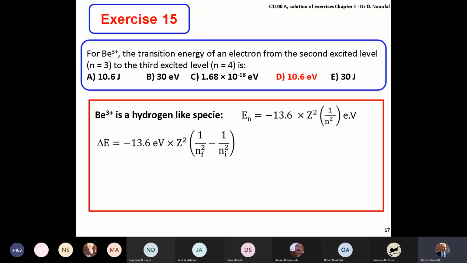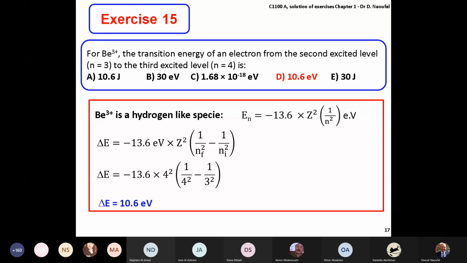Or you can apply delta E directly equal E4 minus E3. You find separately E4 and E3. Then you say delta E equal E4 minus E3, and you calculate the difference of energy. So delta E equal minus 13.6 times Z for beryllium is 4. So 4 square times 1 over 4 square minus 1 over 3 square, and delta E is 10.6 electron volt.